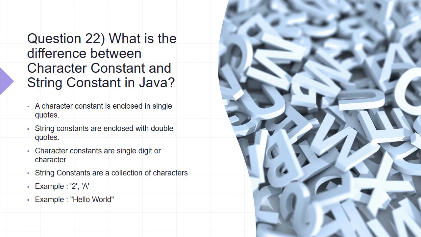Question 22. What is the difference between character constant and string constant in Java? A character constant is enclosed in single quotes. String constants are enclosed in double quotes. Character constants are a single digit or character. String constants are a collection of characters. Refer to the example below.